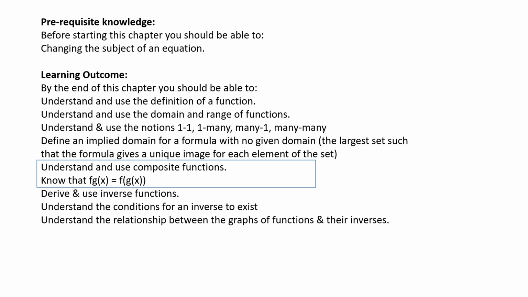Okay, so here are the learning outcomes for this chapter on functions, and we've ticked off quite a few of these already. So last week we understood and used the definition of a function, we talked about domain and range, and we talked about this one-to-one, one-to-many, many-to-one, etc. Today though I want to focus on composite functions. So the bit that the box is around, understand and use composite functions, and then know that fg of x is equal to f of g of x. Those are the things we're going to talk about today.